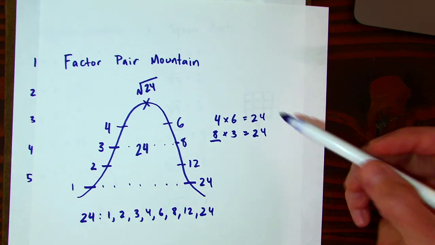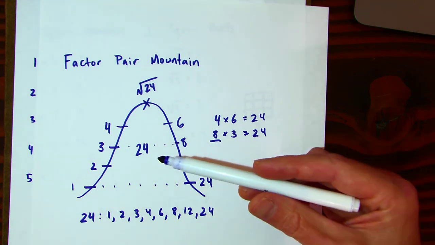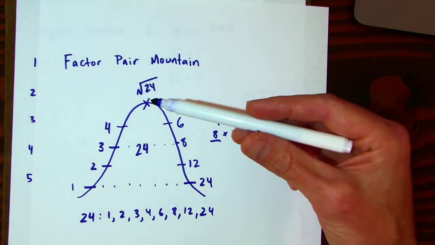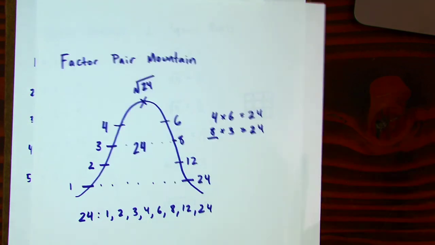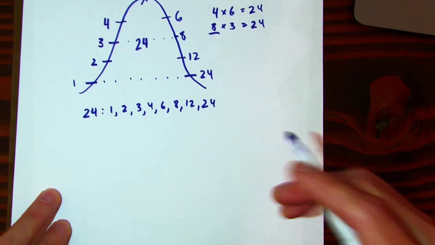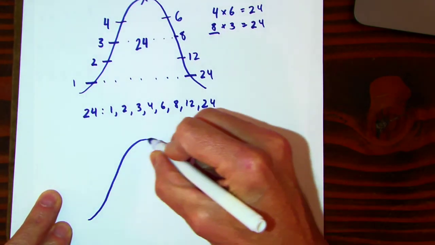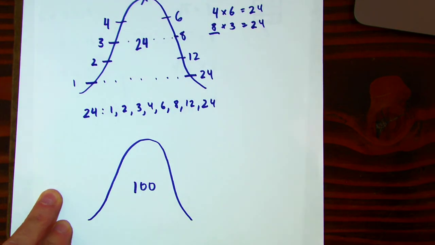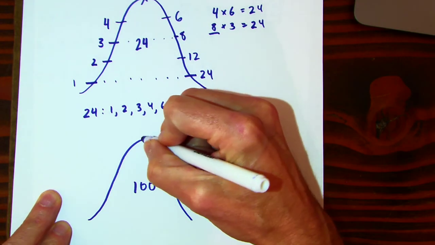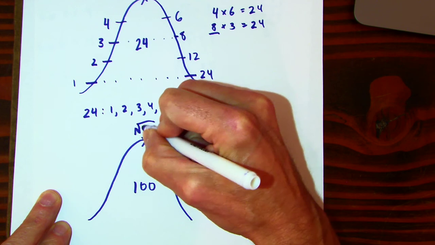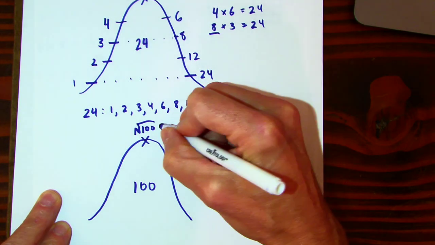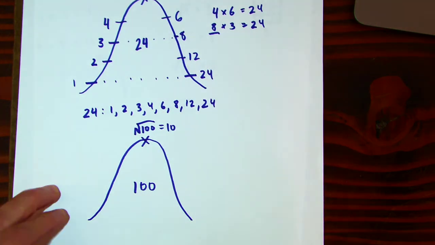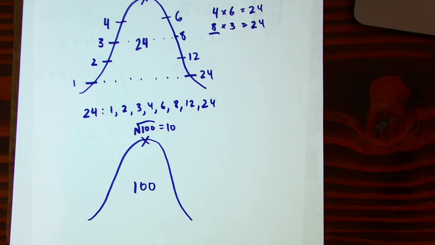In fact, for any number under 100, I'll only need to check up to the square root of 100. So if I just make another little mountain here, and this is the number 100, which is a pretty big number when looking for factors, the tippy top here is the square root of 100, which we know is 10. So all I need to do to check any number under 100 is check up to 10, but I don't even need to go that far.